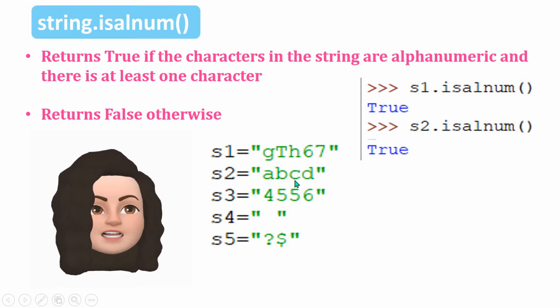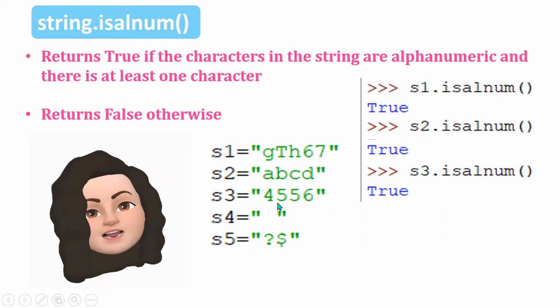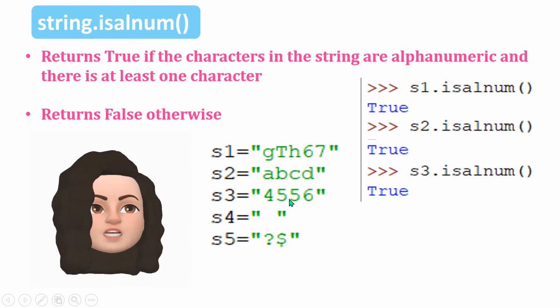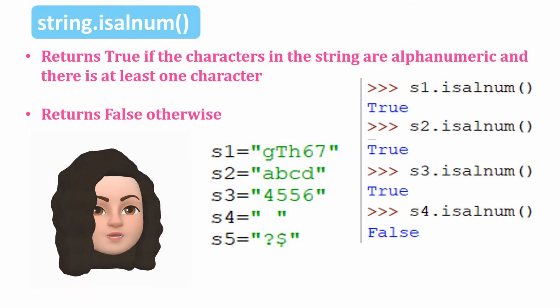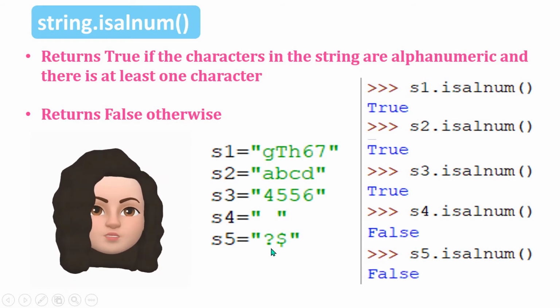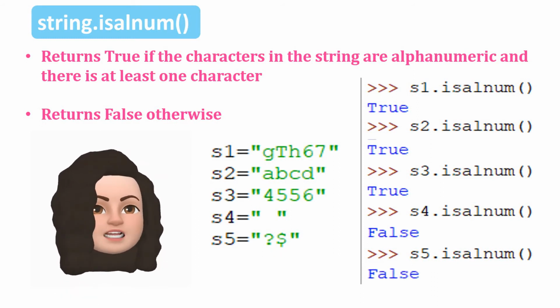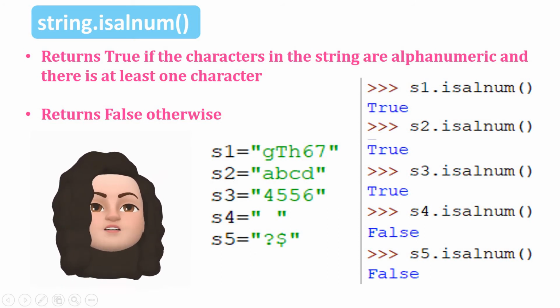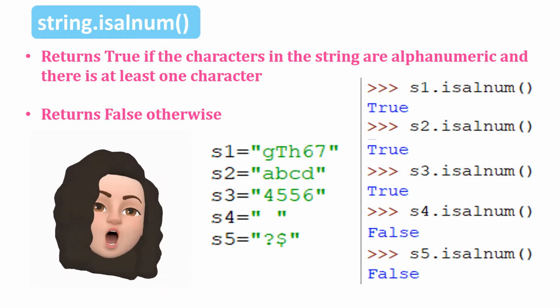S3 dot isalnum also will return true because it contains numbers. Now S4 is equal to empty string. So S4 dot isalnum will return false because we don't have numbers, we don't have alphabets. And S5 dot isalnum also will return false because this also does not consist of any number or alphabets. So isalnum will return true if it contains alphabets or numbers, at least one alphabet or one number, otherwise it is false.